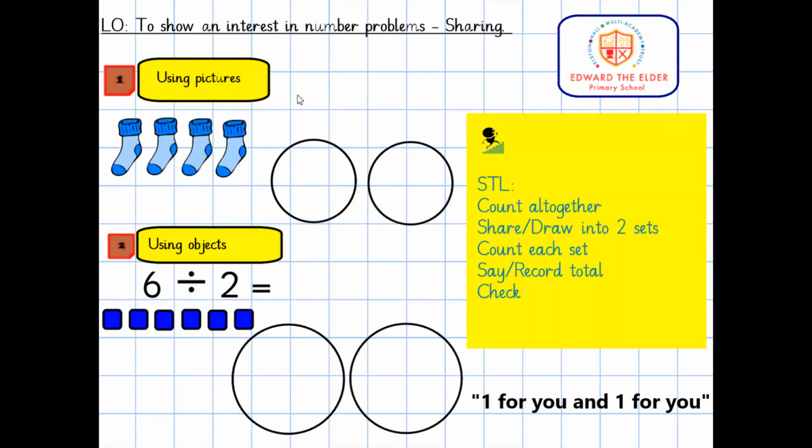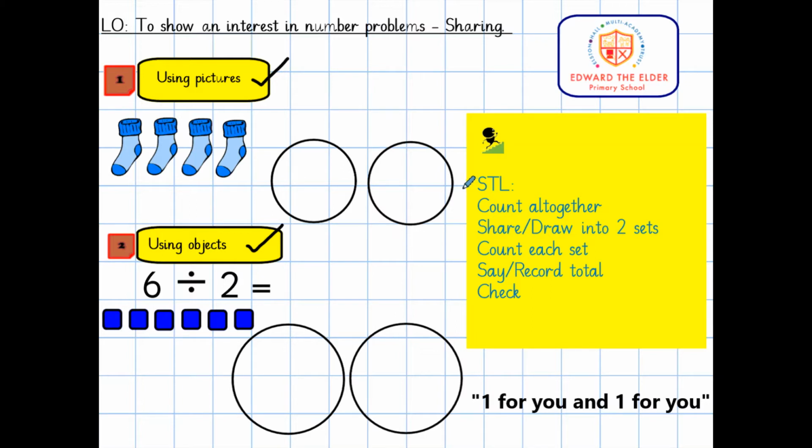The purpose of this video is to show you the methods we use in nursery to teach sharing practically using pictures and objects to divide. Our learning objective for this session is for the children to show an interest in number problems, in this instance sharing or division. There are two steps to achieving this, firstly by using pictures and secondly with objects. The key vocabulary used when teaching division are share, share equally, one each and two each.